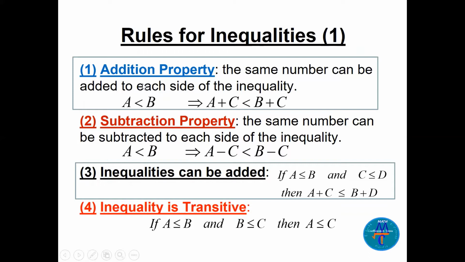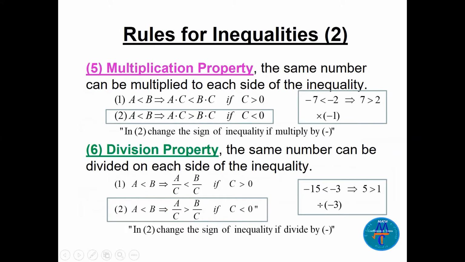Now, some very simple rules of inequalities. We'll go quickly here. Addition property: we can add the same number on both sides of the inequality, and we can subtract the same number from both sides. Inequalities can be added: if a is less than or equal to b and c is less than or equal to d, then a plus c is less than or equal to b plus d. Inequality is also transitive: if a is less than or equal to b and b is less than or equal to c, then a is less than or equal to c. Easy to understand.